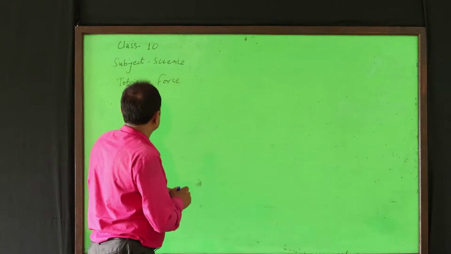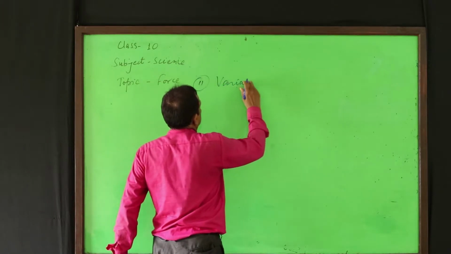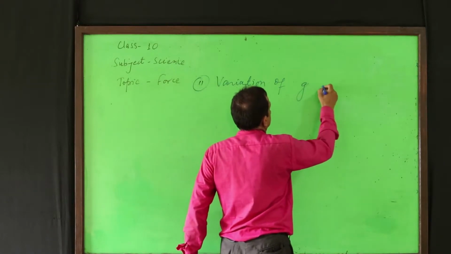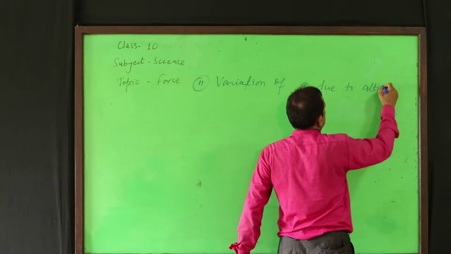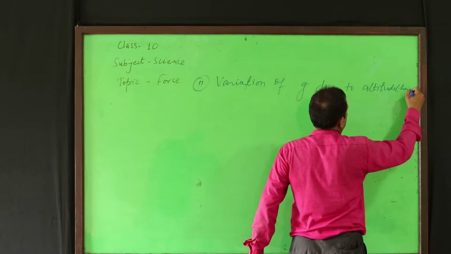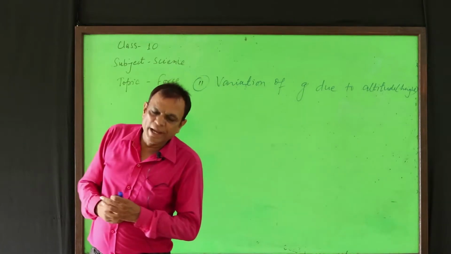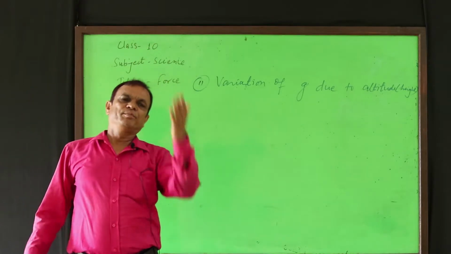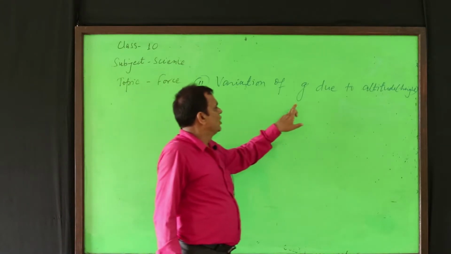Now, the second term, variation of G due to altitude. It means height. What happens when we go upward, from above the earth's surface? What will happen with the value of small g?